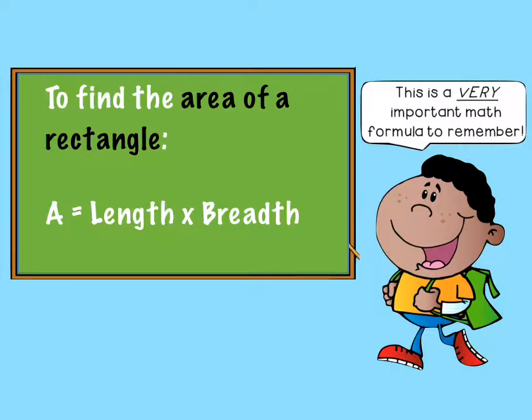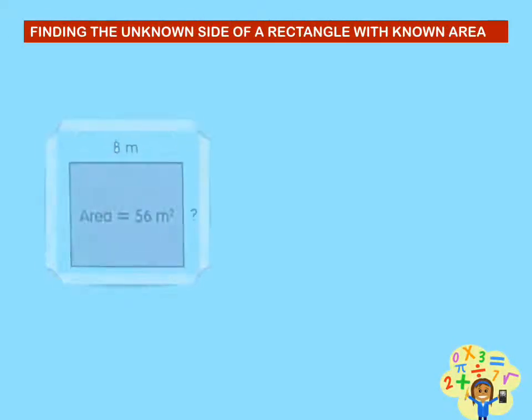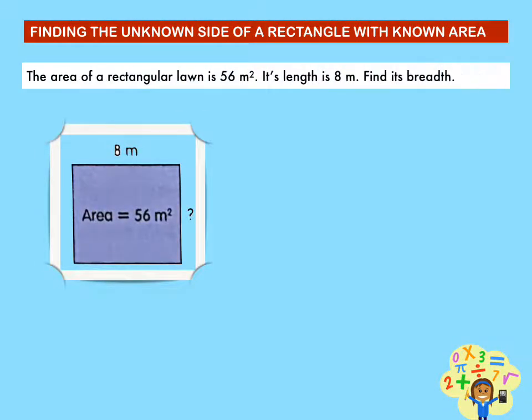To find the area of a rectangle, it is important to remember the formula: area is equal to length times breadth. Let's look into the given word problem. The area of a rectangular lawn is 56 square meters. Its length is 8 meters. Find its breadth.